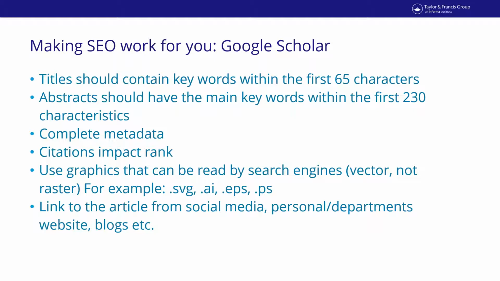When you're using graphics, make sure to use graphics that can be read by search engines. So that's vector instead of raster graphics. I've featured the endings of those types of graphics on the slide here so that you can be aware of what to look for. And make sure to link to articles from social media, from blogs, from your website, from your department website, as many websites as possible. The more links to your article from a variety of websites, the more search engines such as Google will value and highlight your content. And ultimately, the higher up in the results list your article will be placed.